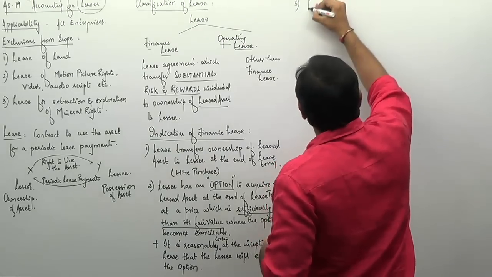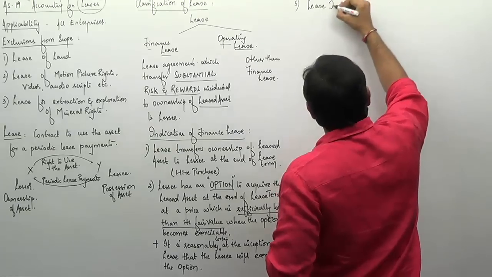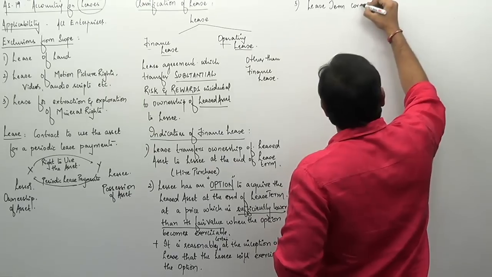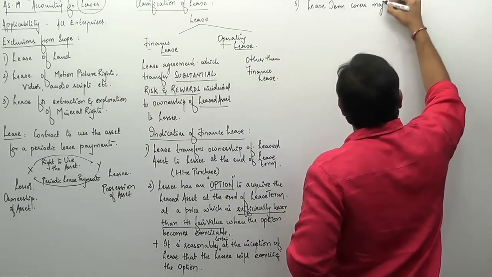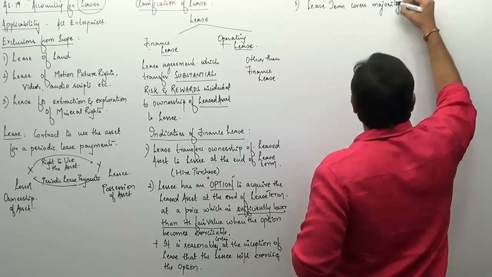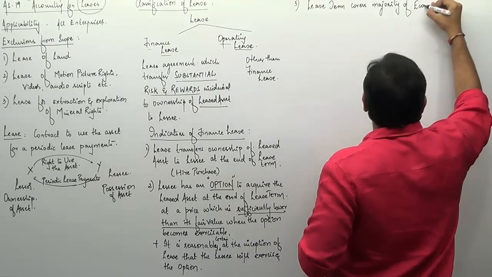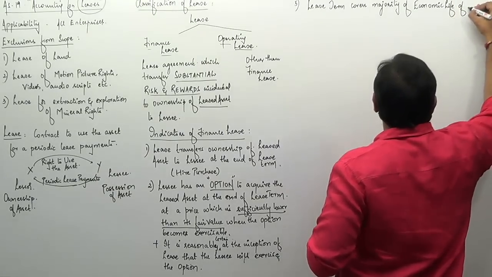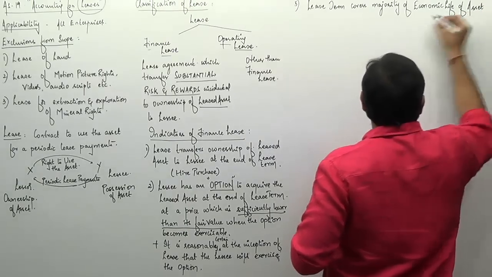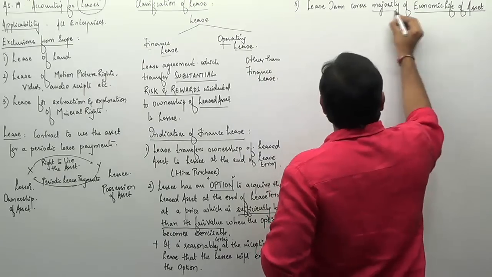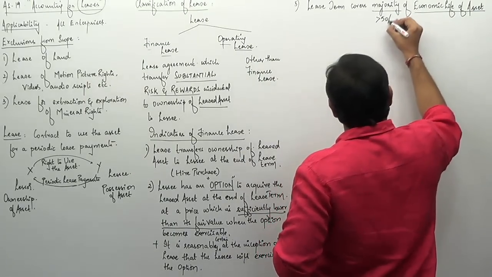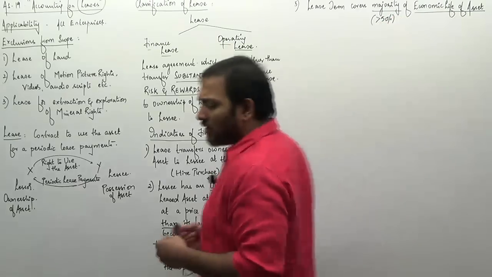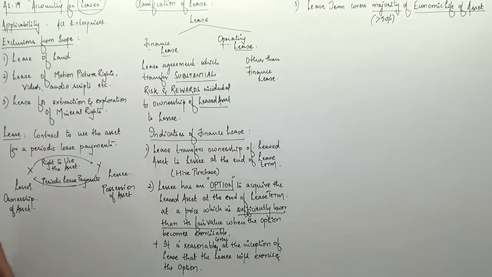The third one: lease term covers majority of economic life of asset. What is majority? Majority is greater than 50%. That is what we normally call majority. Majority is anything more than 50%. Lease term covers majority of the economic life of the asset.